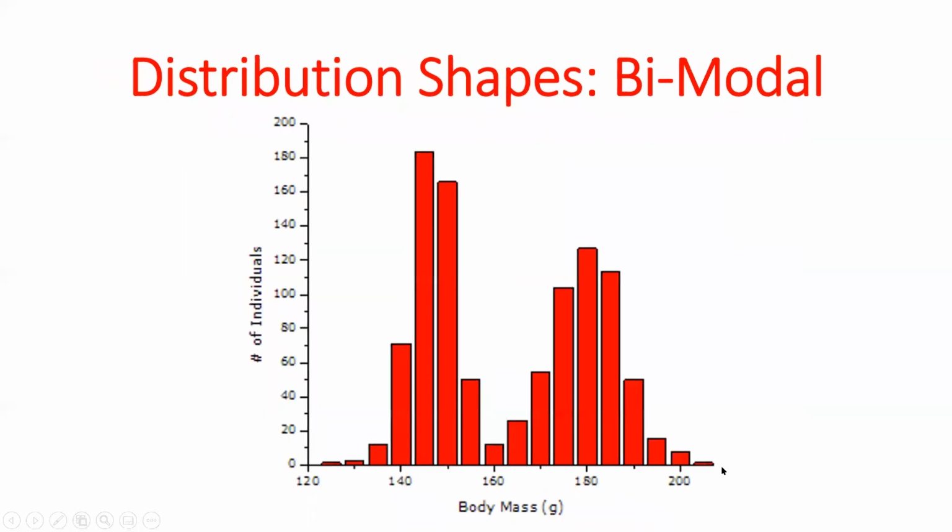And then maybe I have something like this. So I think here I've got basically weight, body mass. So it looks like here I've almost got two normal distributions going on. So what might be going on with this data? I'm looking at weight. Why might I have two normal distributions?